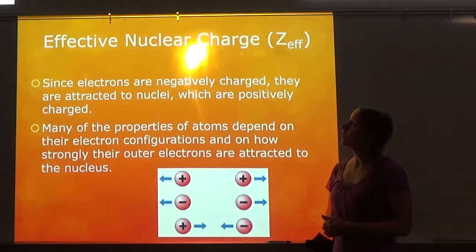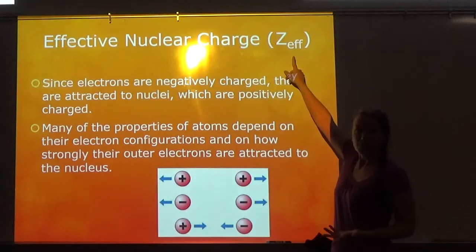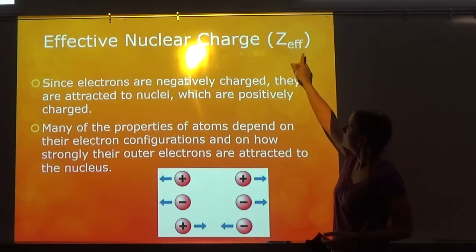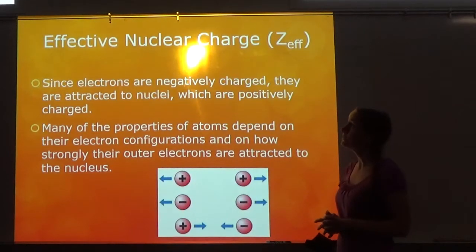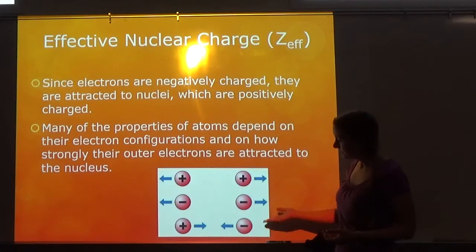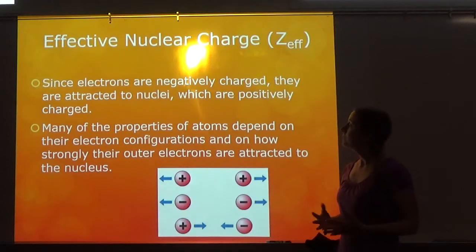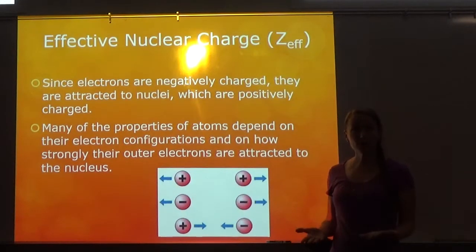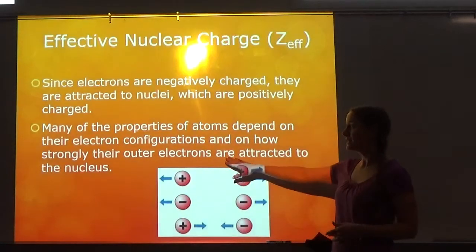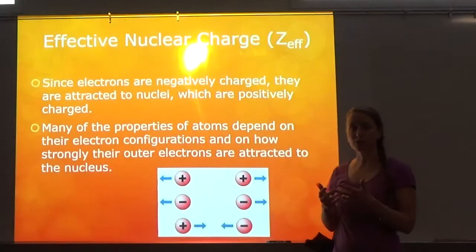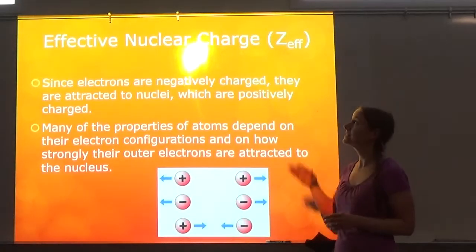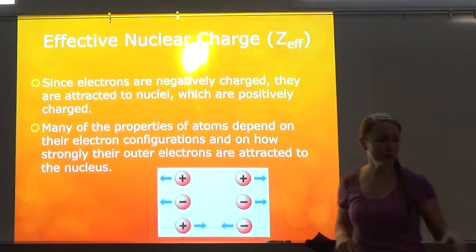So the first thing we have to talk about is called effective nuclear charge, and it will be represented by Z sub EFF. So Z effective or effective nuclear charge. Since electrons are negatively charged, they are attracted to nuclei, which are positively charged, because of course opposites attract and like repel. Many of the properties of atoms depend on their electron configurations and how strongly their outer electrons are attracted to the nucleus. So when we're going over all of these trends, make sure you're focusing on how much the nucleus would be pulling on those electrons, and that's the basis of our effective nuclear charge.